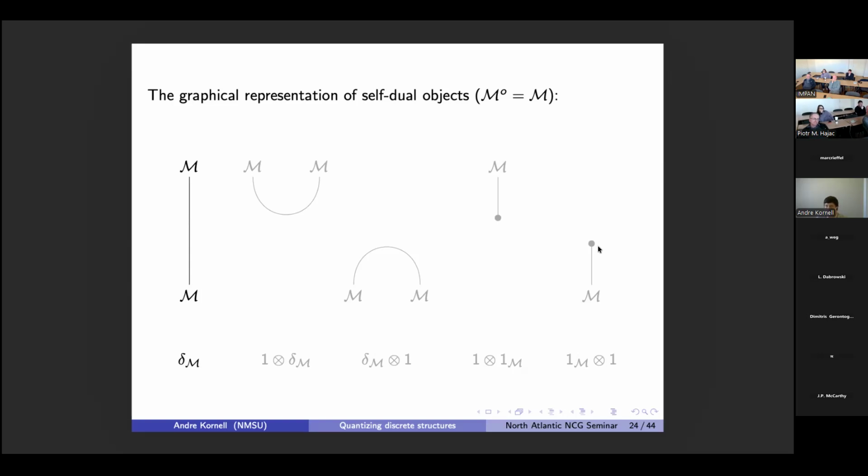So the identity on M looks like this. The unit and the co-unit are just a cup and a cap. The largest morphism from our monoidal unit to M looks like this loose end, and the largest morphism from M to our monoidal unit looks like this loose end. So that takes us through basically all of the graphical elements that are going to show up in the rest of the talk. Maybe here is a good time for me to pause for questions if people have any.